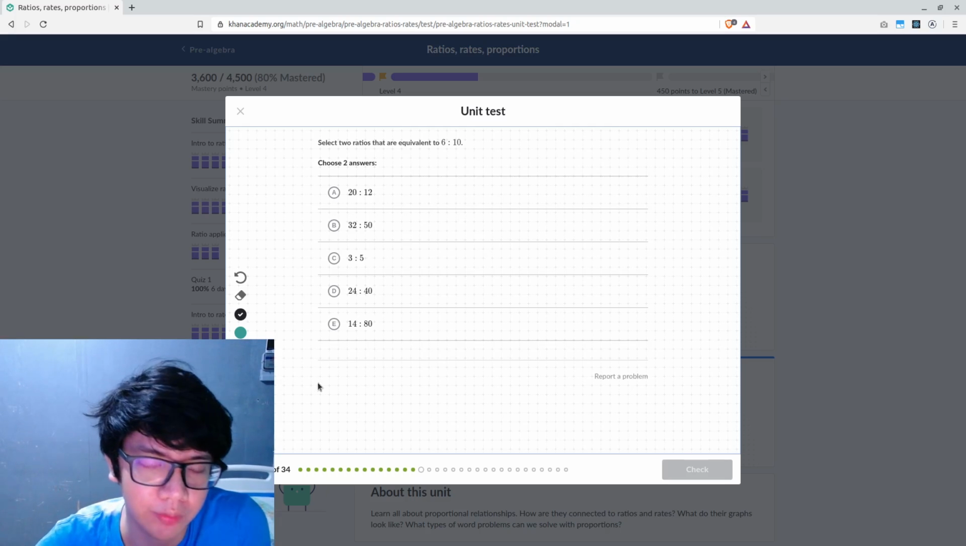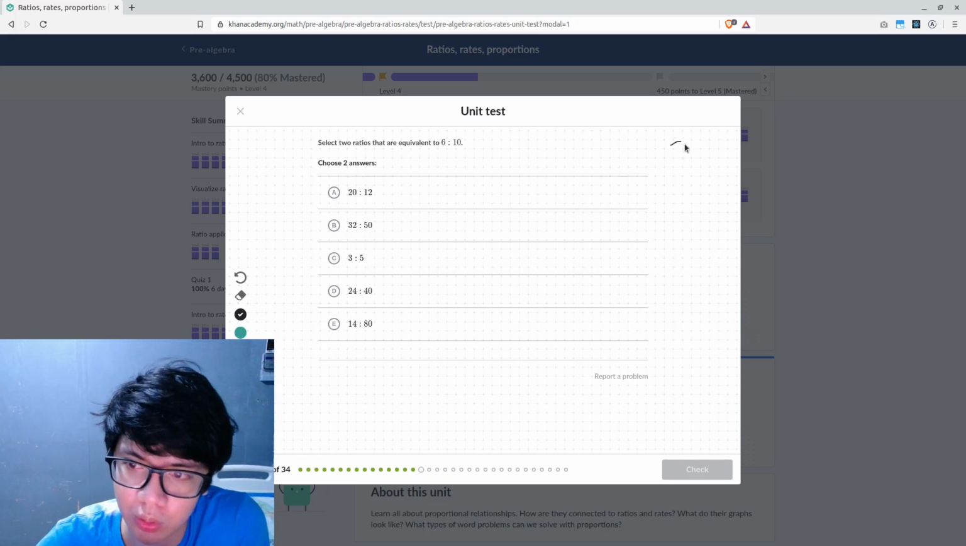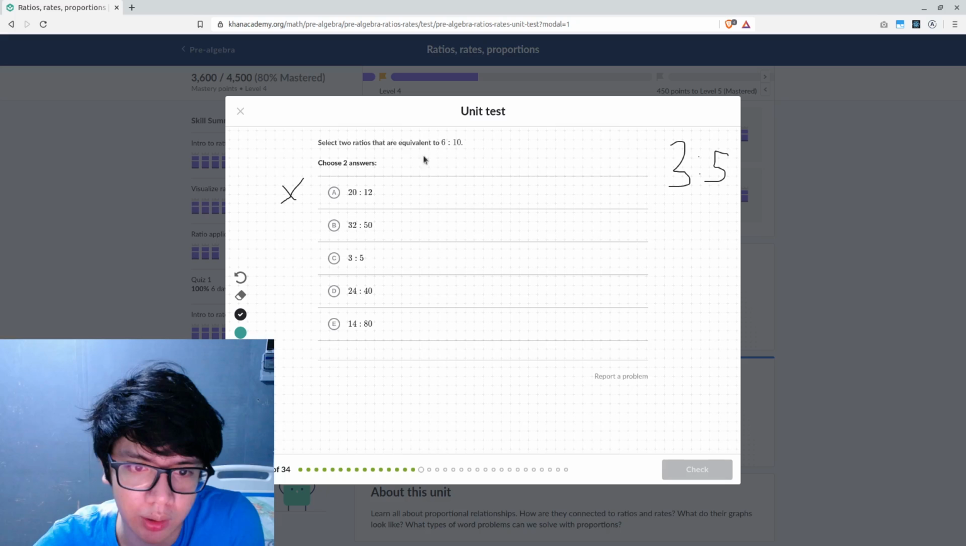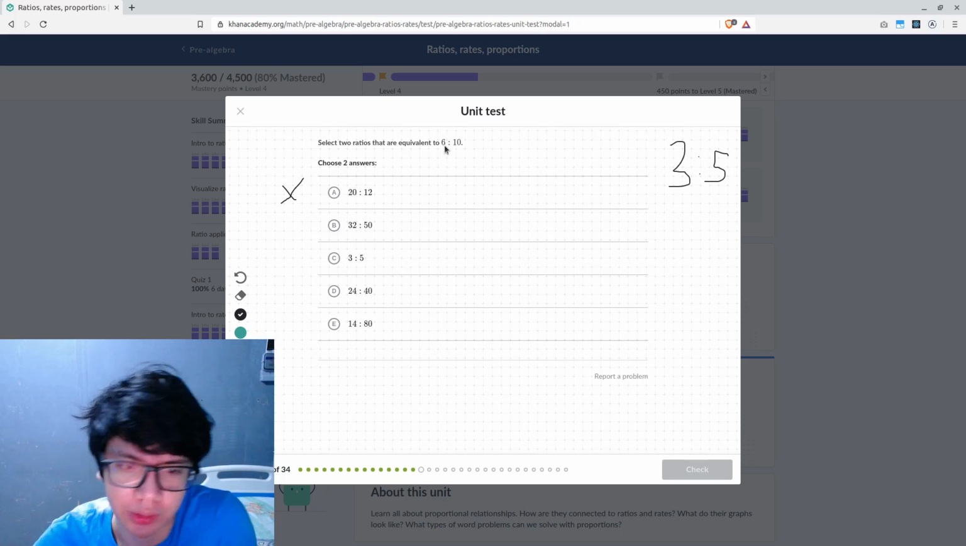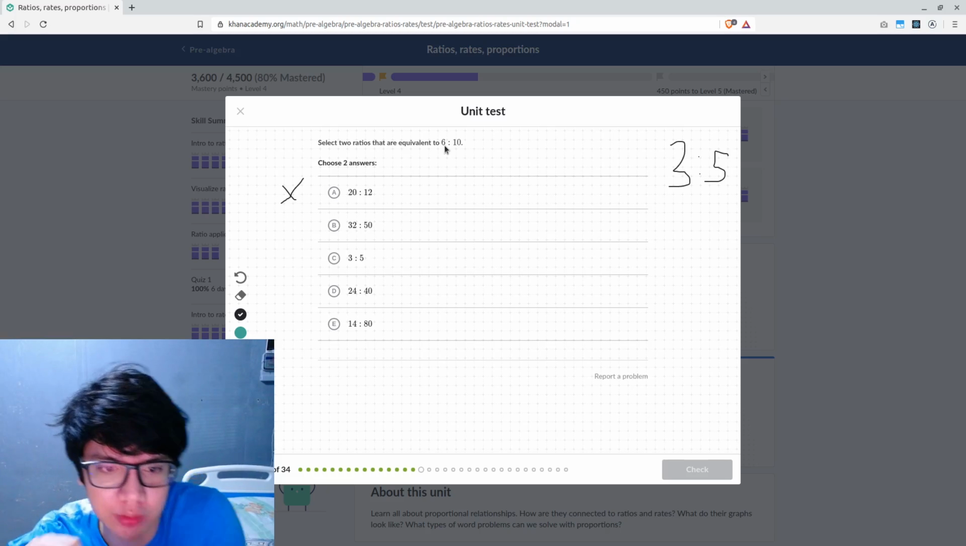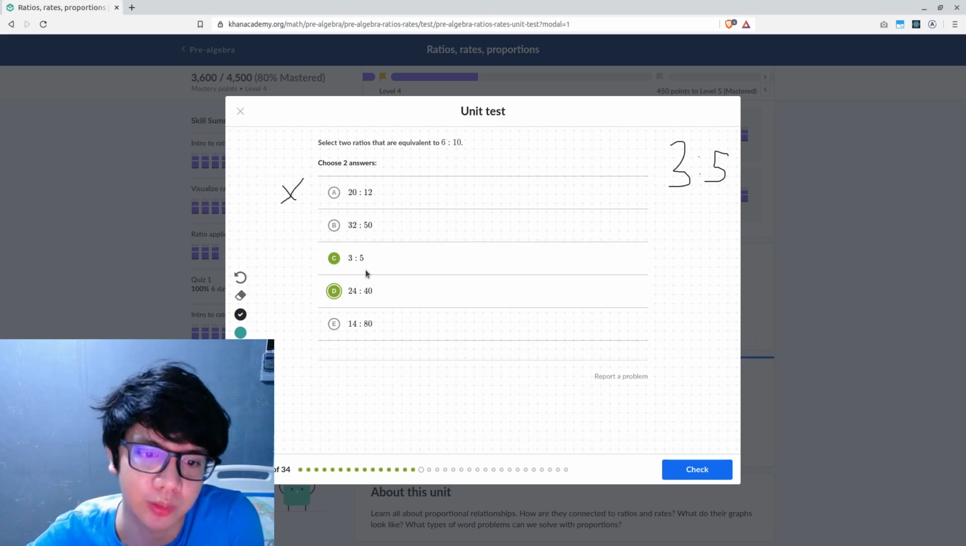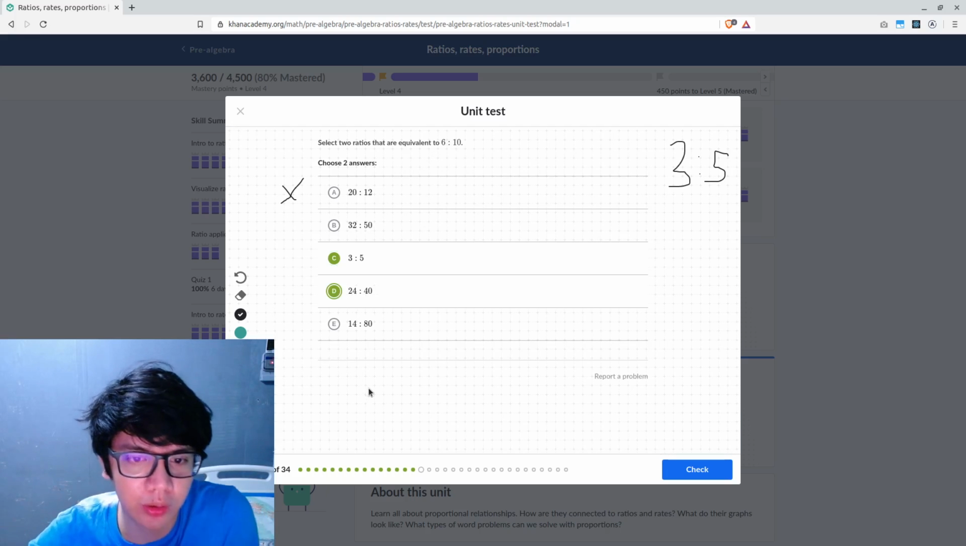Select two ratios that are equivalent to 6 to 10. Okay, 6 to 10 is also 3 to 5. So let's see, from... No. This is possible, so this is times... No, not really. 6 times 6, 36. 6 times 5 is 30. So no. So this one works. Select two answers. 24 by 4. Okay, this one works. 6 times 4 is 24, and 10 times 4 is 40.